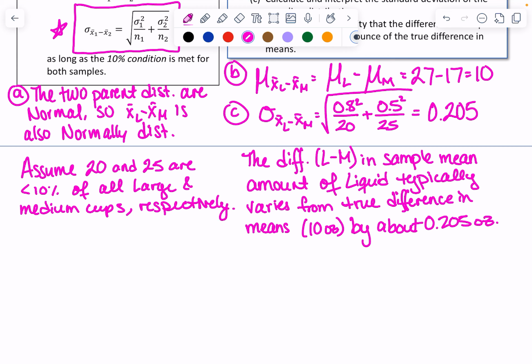You totally could, but technically there was no replacing. The whole point of the 10% condition is that you're not sampling with replacement. But with a soda machine, you literally can't replace the soda, so it's not like we're sampling without replacement.